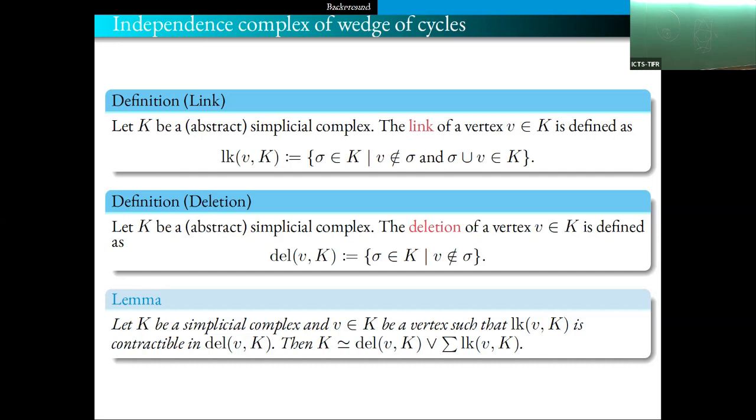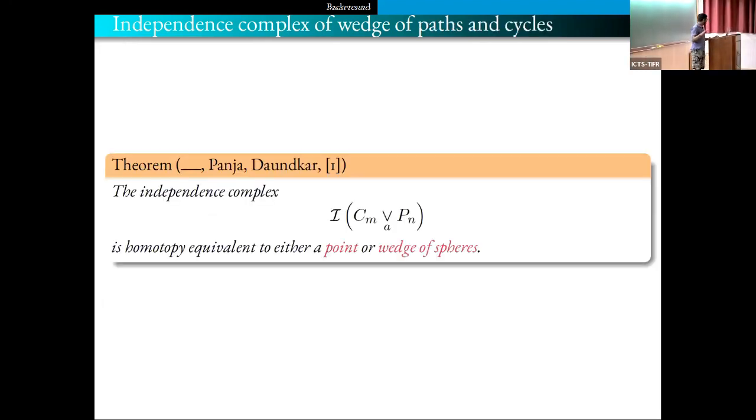So this lemma is useful to compute the independence complex of wedges of cycles as well as wedges of paths and cycles. So this also says that it's either a point or a wedge of spheres. And yeah, this completes the talk, thanks.